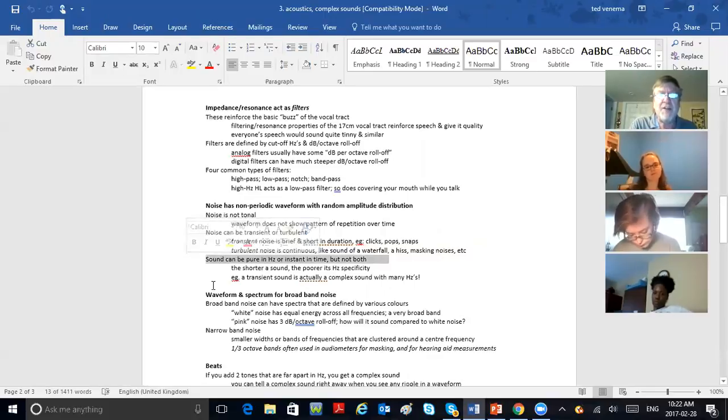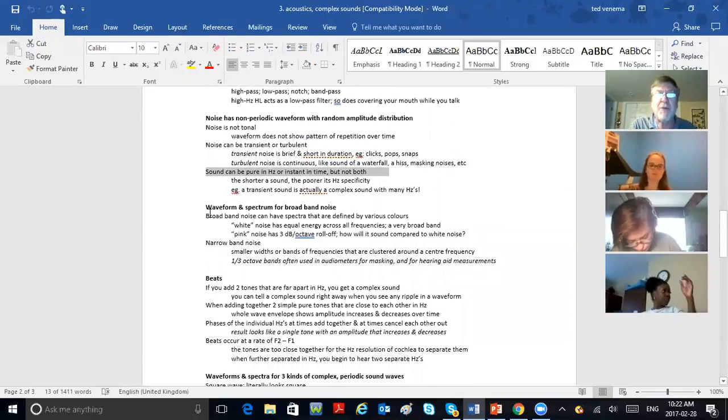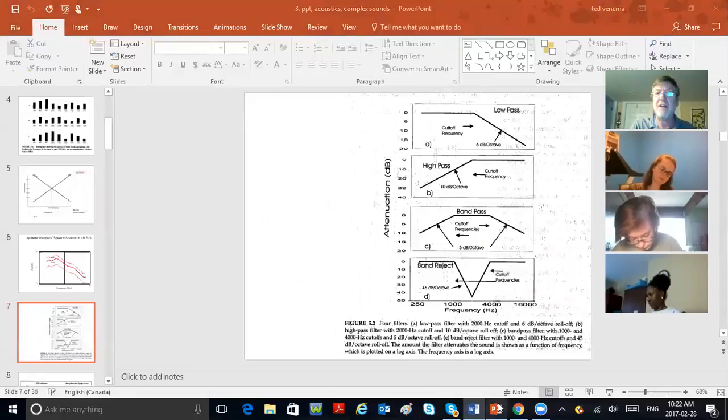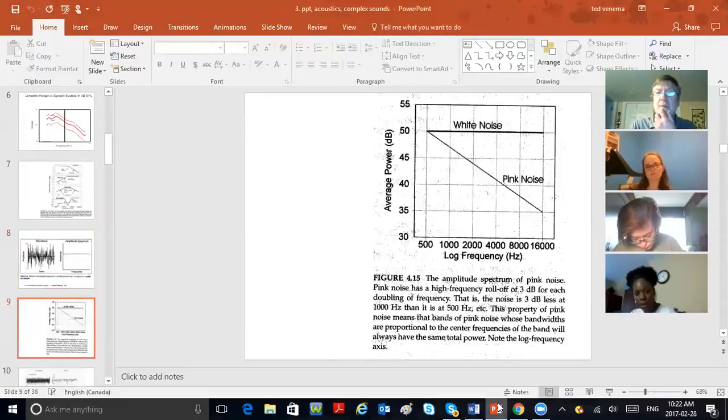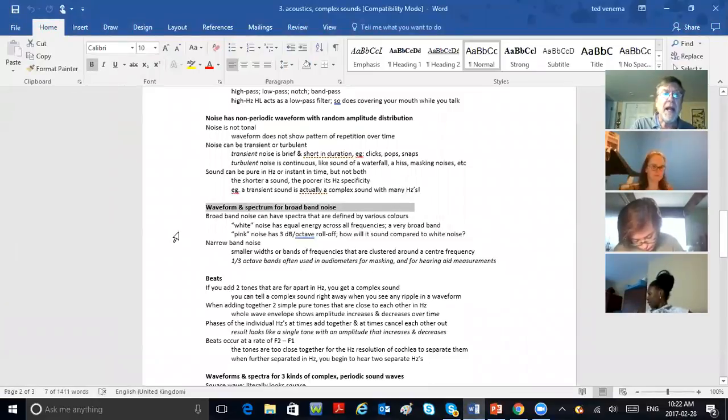Sound can be pure, that's boring. Pure in frequency or instant in time, but not both, blah, blah. Just cross those three lines out, they're boring. Okay, next. Waveform and spectrum for broadband noise. Well, we covered that now. Pink noise and white noise. We saw this picture already. So that's what that section is. Pink noise and white noise. So basically that's it.